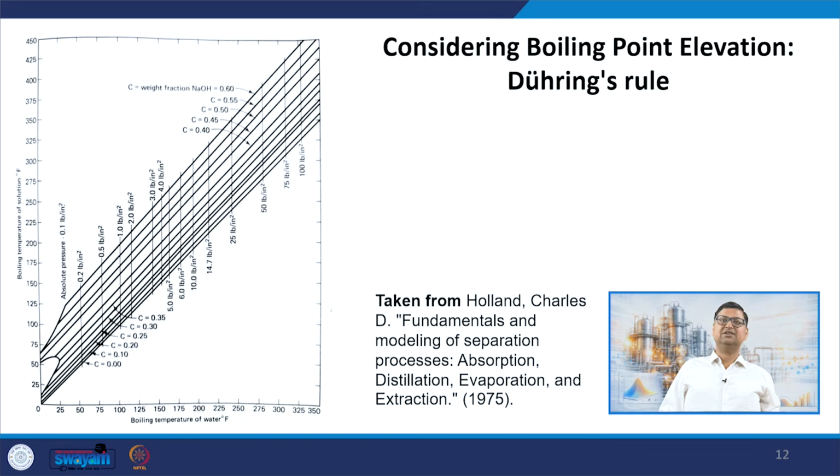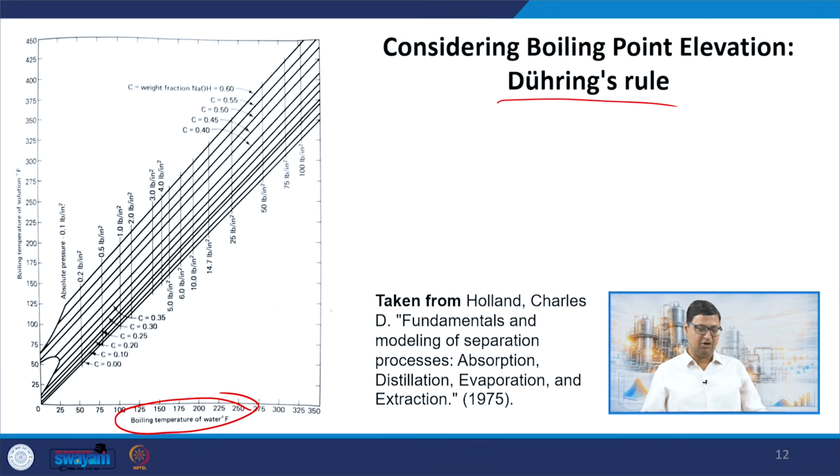So there are relations available in literature, of course from experimental data, that basically suggest how the boiling point of a solution depends on the concentration of solute, or the weight fraction of solute, as related to the boiling point of pure water. So these lines that you see here are called Duhring lines. These Duhring lines pretty much dictate how the boiling point of solution at a given condition changes with the amount of solute. So these different lines correspond to different weight fractions of the solute. This particular plot is for NaOH in water.